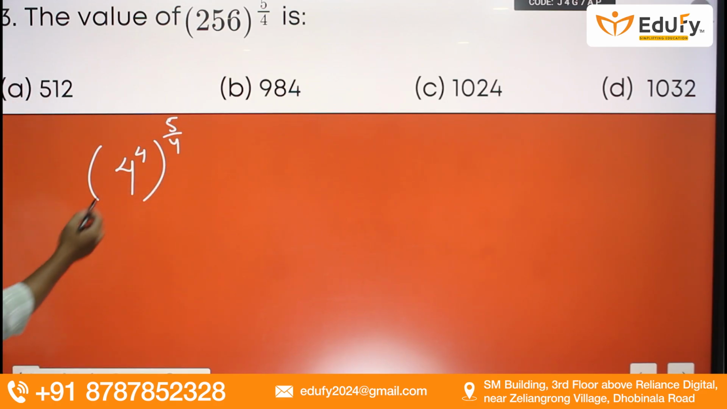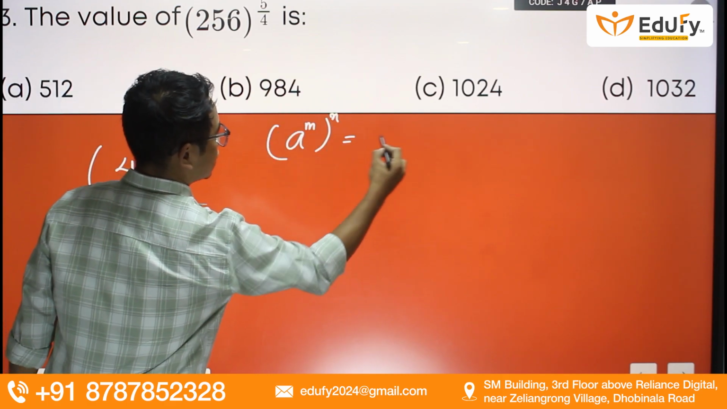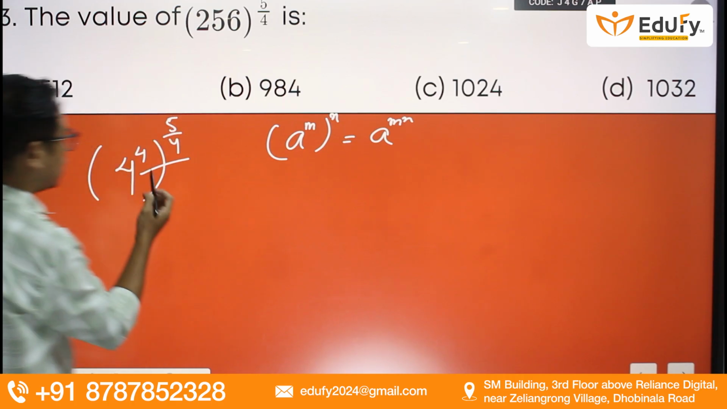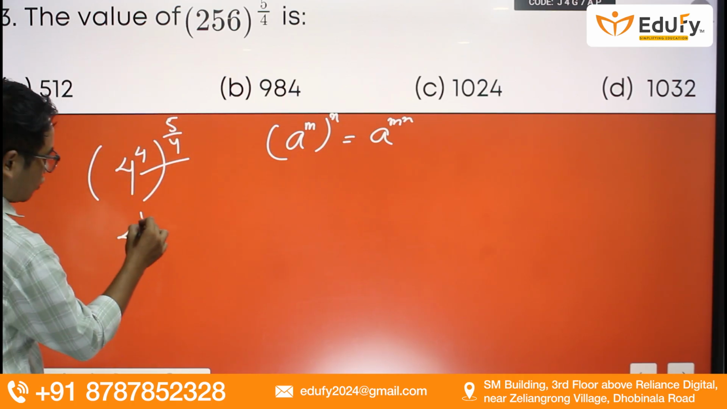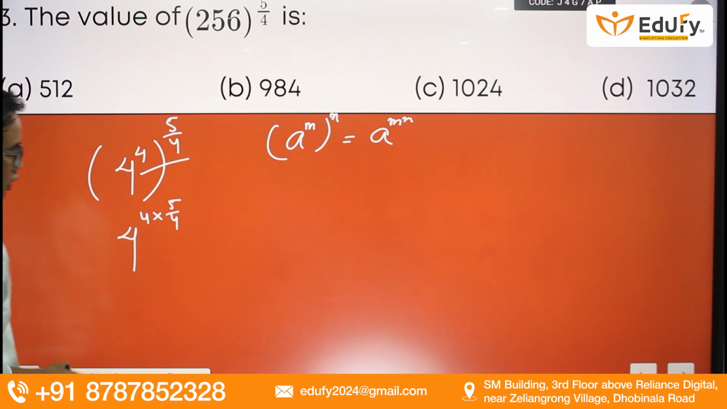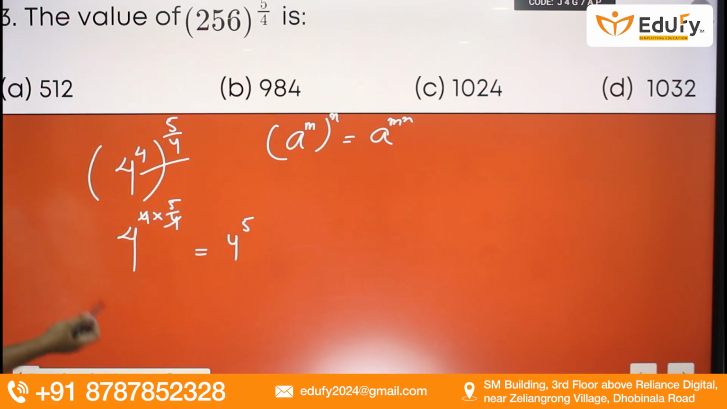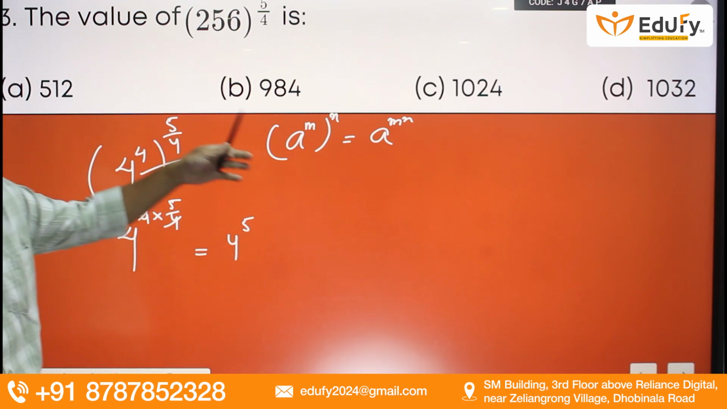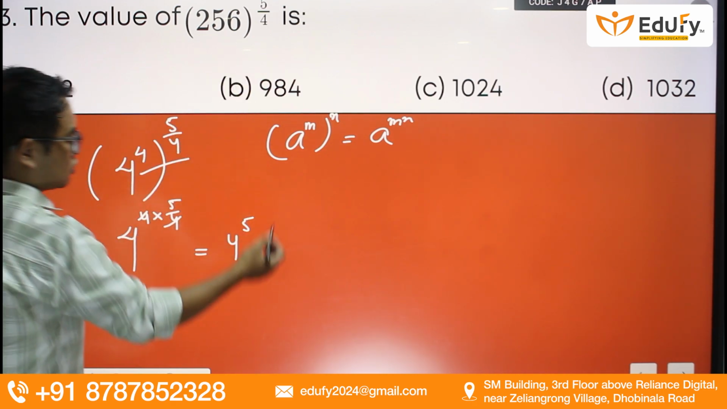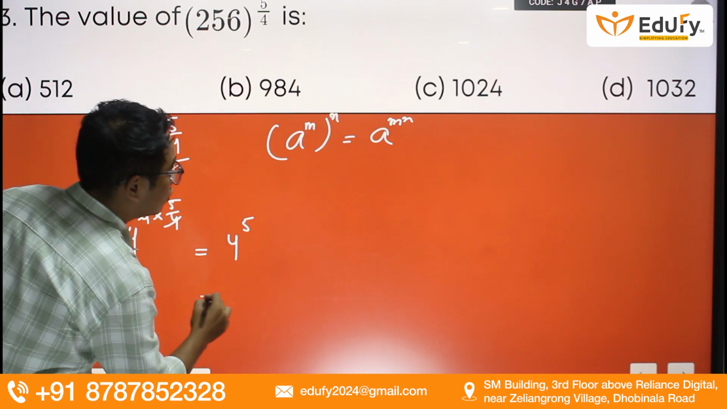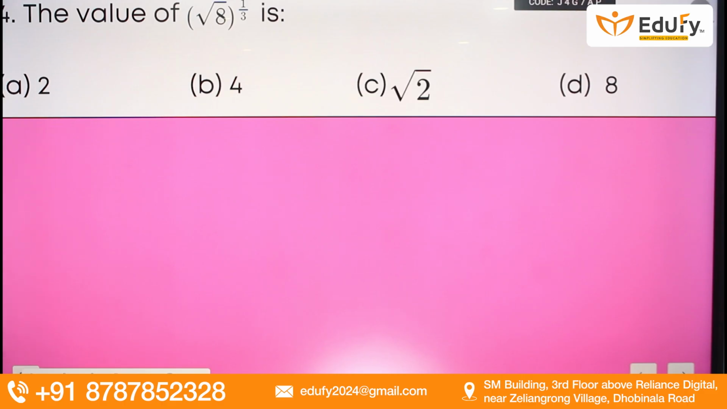Now obviously this looks like this formula, a to the power m, the whole to the power n. When we had it like this, we write it as a to the power mn, isn't it? Same thing here, there's a bracket, but it means we have to multiply the powers. So here I write 4 and then 4 into 5 by 4, correct? So this 4 and this 4 get cancelled, and I am only left with 4 to the power 5. Obviously you can see there is no option as 4 to the power 5, so we have to open it up and multiply. I know 4 to the power 4 is 256, so 256 multiplied by 4 would give you 1024 as your answer.